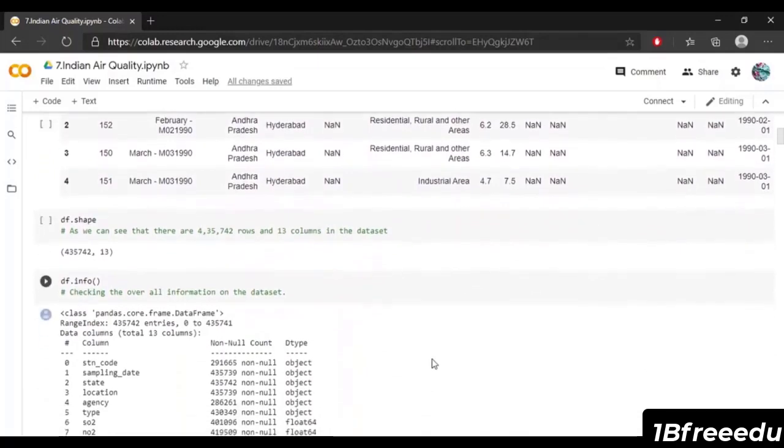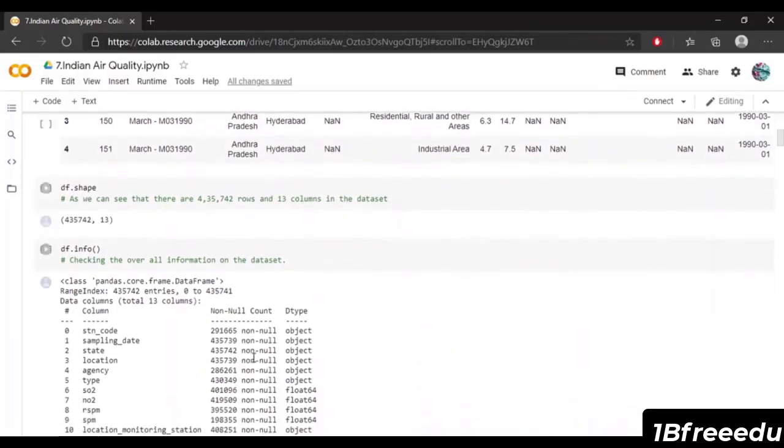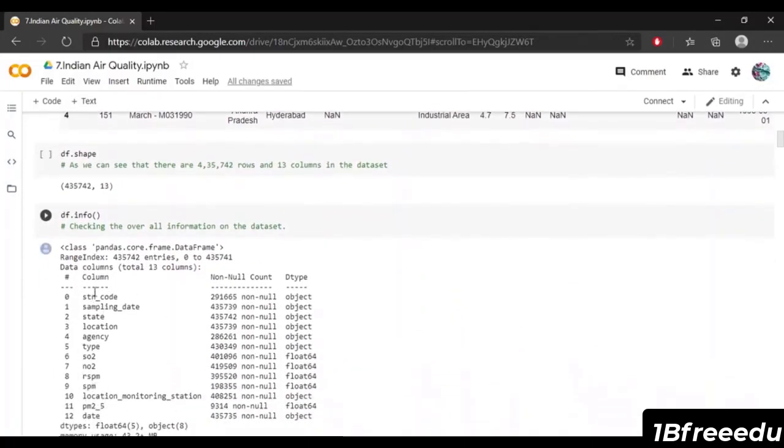And let us go ahead, and as you can see, I've used df.info. So what df.info does is that it will give us an overall information of the data set. Like as you can see over here, we have the column names. The column names are going to be displayed under the column called Column. And then over here you can see the non-null count. So what this shows us is that the total number of rows in our particular data set is 4,35,742. So wherever there is a mismatch in these numbers, it means that there are null values present in that particular column.